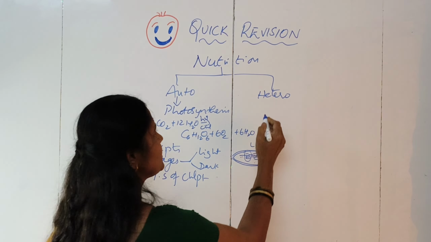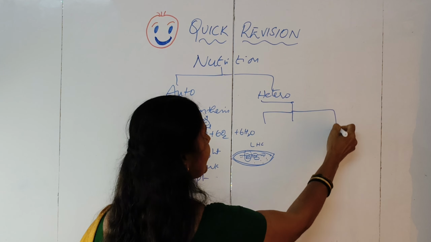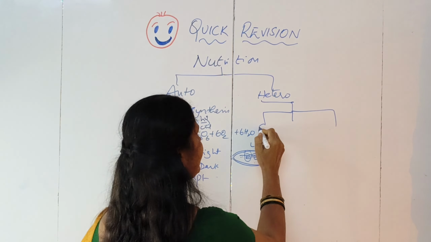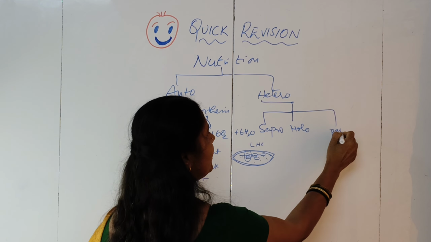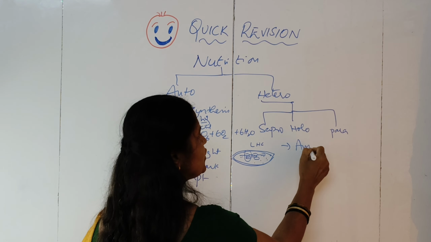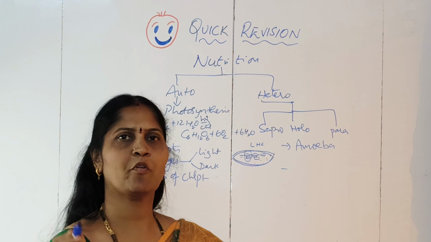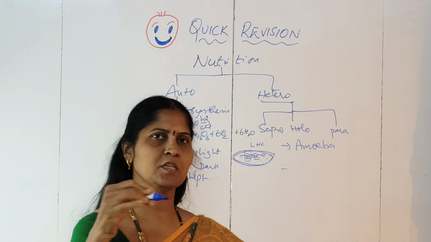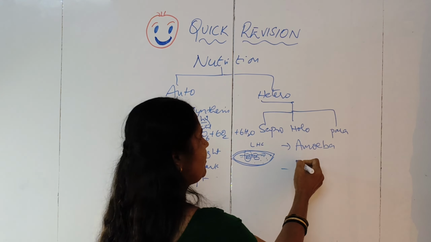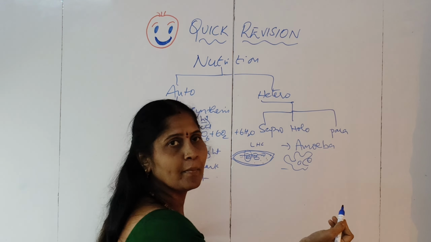Then coming to the heterotrophs, what is the main thing you have to learn in this? You have three types of heterotrophic nutrition: saprophytic, holozoic and parasitic. Then the main one is nutrition in amoeba, which takes place in the holozoic form, and it is by endocytosis. The procedure, you just elaborate on, just draw the diagram, wherein it will be engulfing the food particle like that, and other details if you remember.